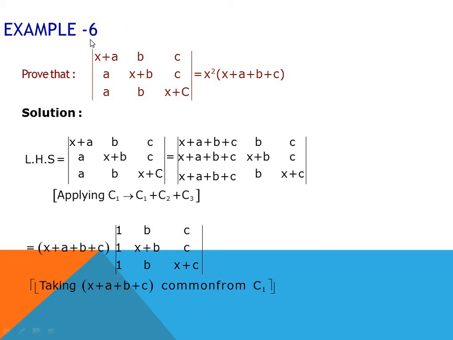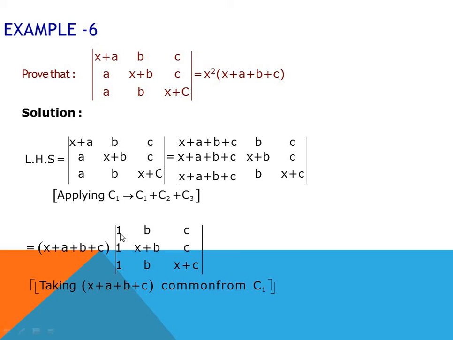So from the intuition, if we follow the operation C1 plus C2 plus C3 in the first column, then you will get x plus a plus b plus c as a common factor from this determinant. And once this factor is taken out, we can solve the determinant. Now the first column is 1, 1 and 1. To solve this, the next step is to get the maximum zeros.